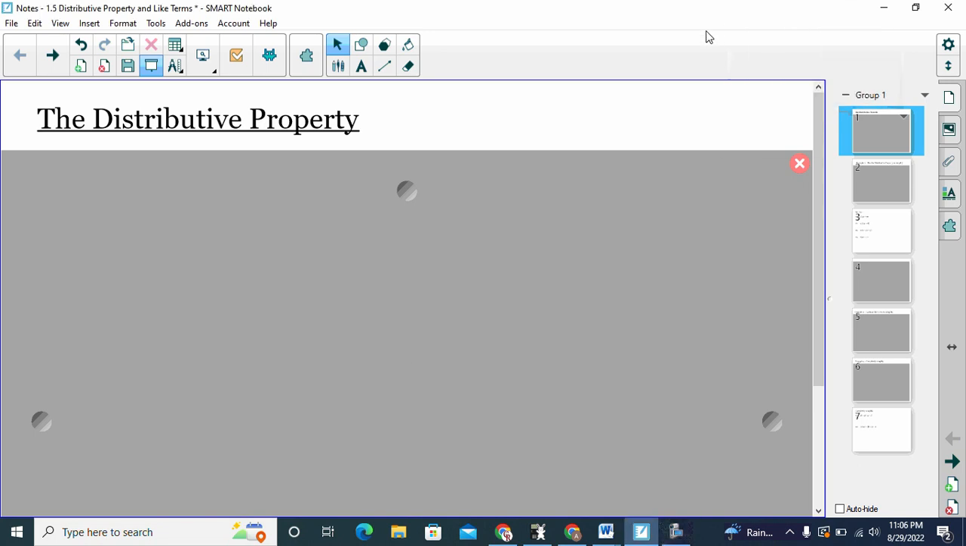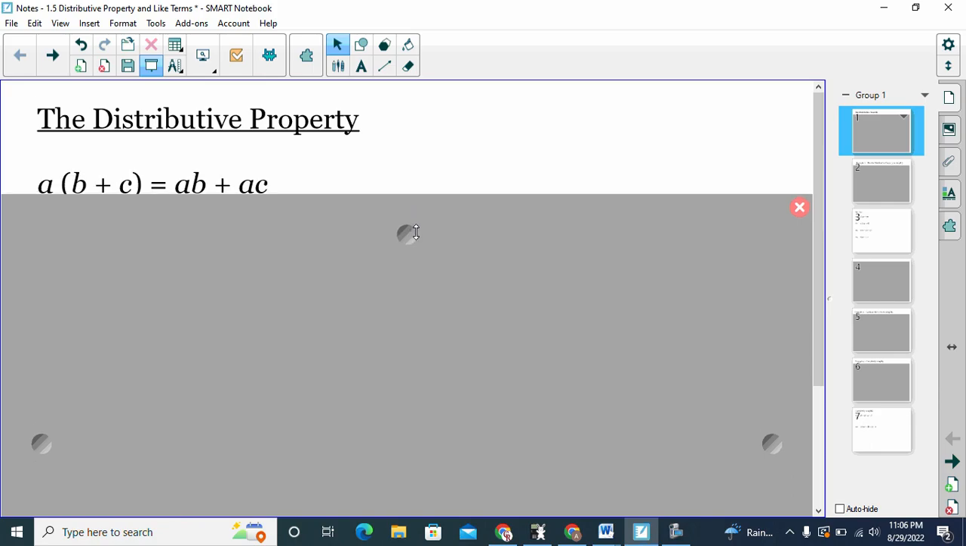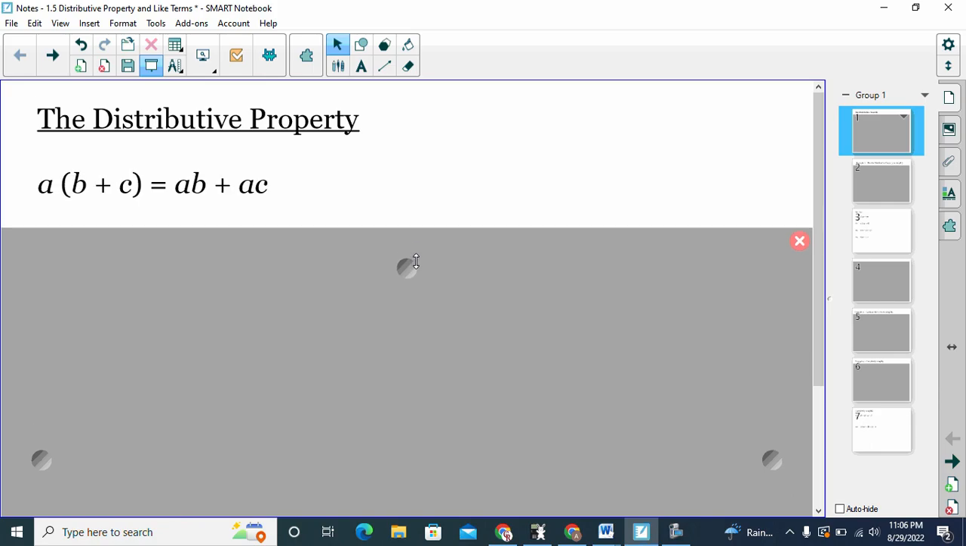We will be covering a couple different topics in today's notes. The first is called the distributive property. You should have your notebooks out. You should be taking notes just like we do when I am in class. So the distributive property. And distributive property looks like this.